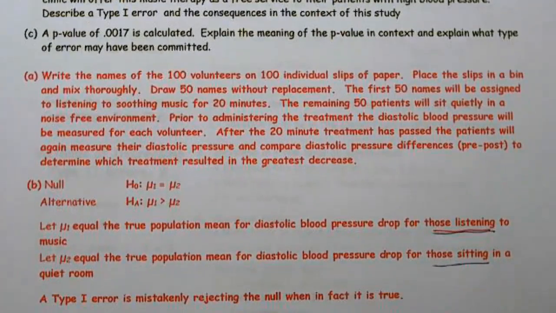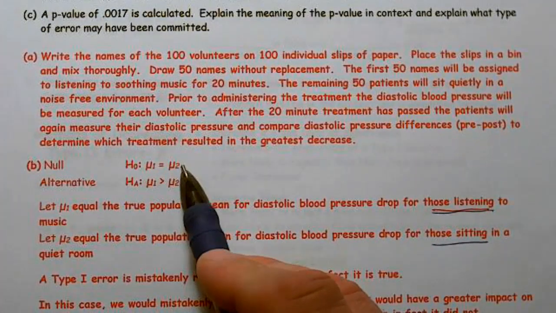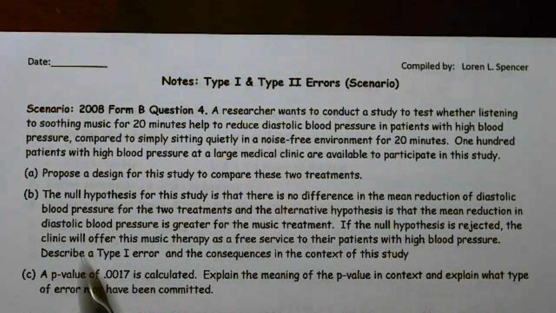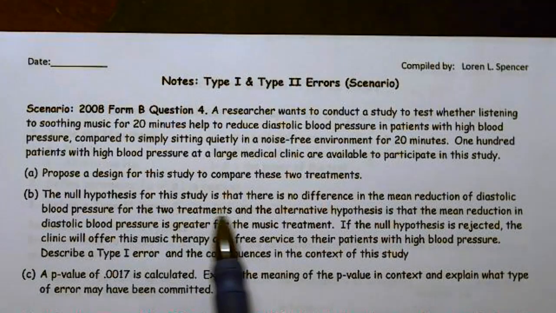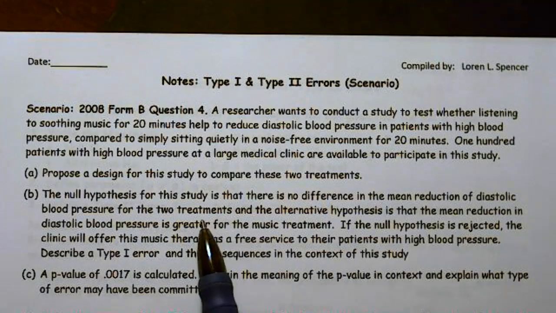Well, type 1 error is rejecting the null when it's true. So I rejected this, but it was true. That's what it asked me to do in part C. Excuse me, the null, part B, I should read that. I apologize, stumbling over my words. The null hypothesis for the study is that there is no difference in the mean reduction of diastolic blood pressure, so mu1 equals mu2 for the two treatments.